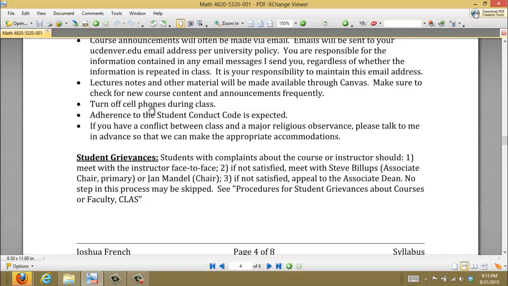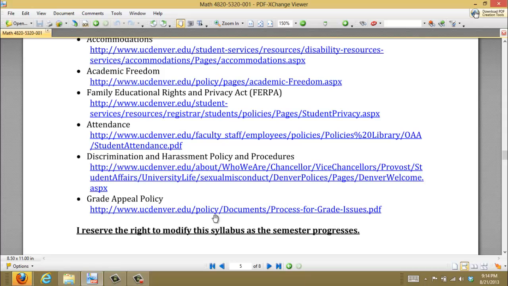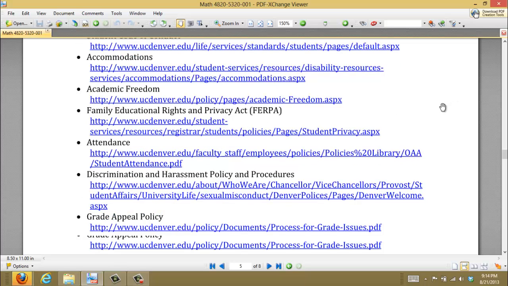If you're not satisfied, however, then you can go to either the Associate Chair, Steve Phillips, who should be your primary contact, or if that's not going to work for you, then to Jan Mandel, who's the chair of the department. And if you're still not satisfied after meeting with one of those two men, then you should go to the Associate Dean. You should note that no step in this process should be skipped, and you can see procedures for student grievances and about courses or faculty in the College of Liberal Arts and Sciences if you would like more information. So there's some university-wide policies that you should be aware of, and some links that could be helpful to you. I'm not going to go into those in detail, but just things that you should be aware of.